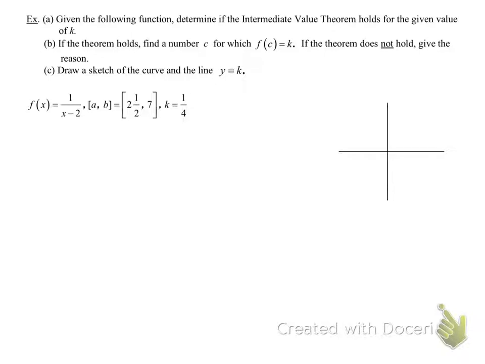Okay, given the following function, determine if the intermediate value theorem holds for the given value of k. If the theorem holds, find a number c for which f of c equals k. If the theorem does not hold, give the reason. Draw a sketch of the curve and the line y equals k.